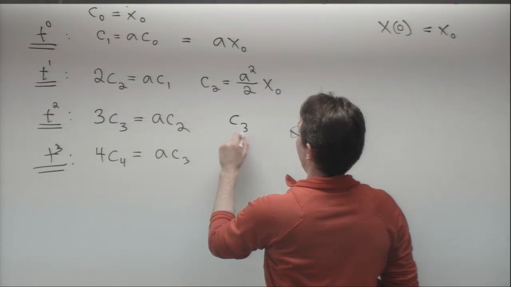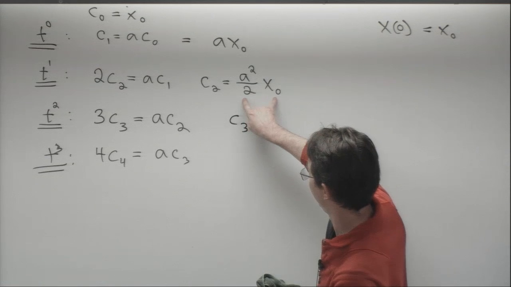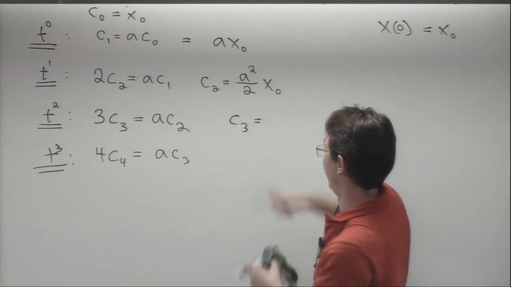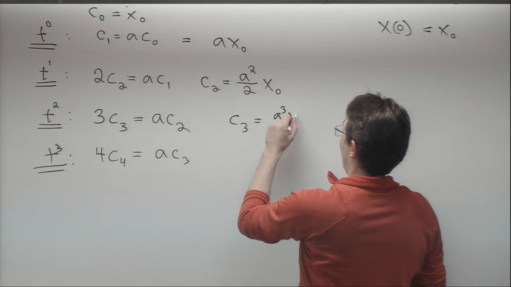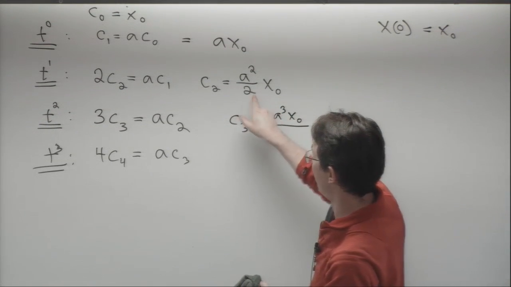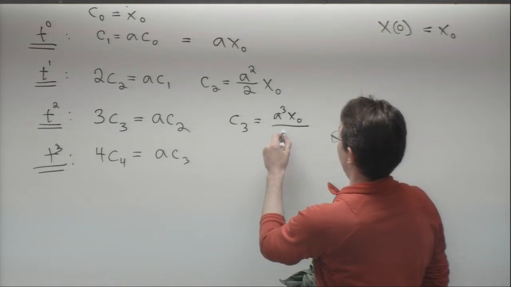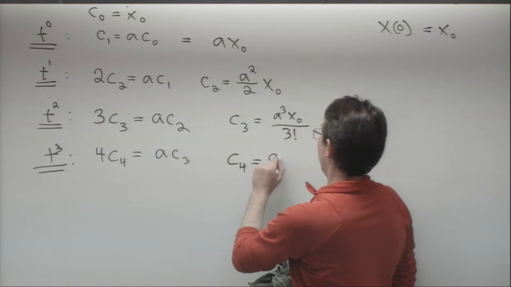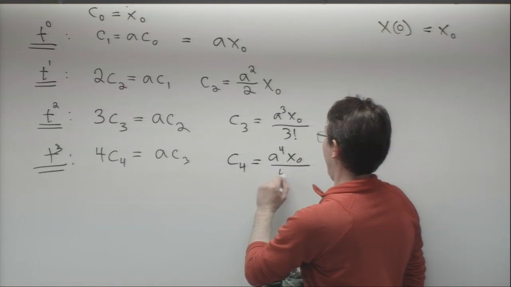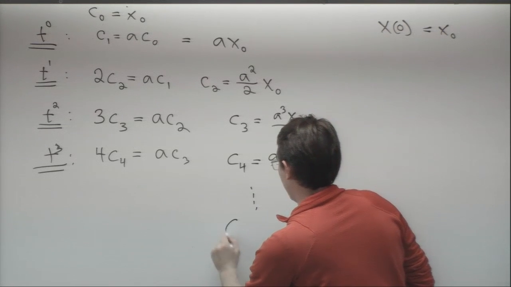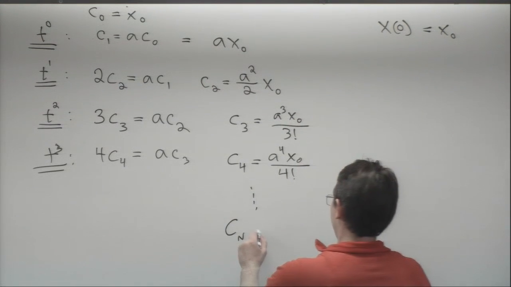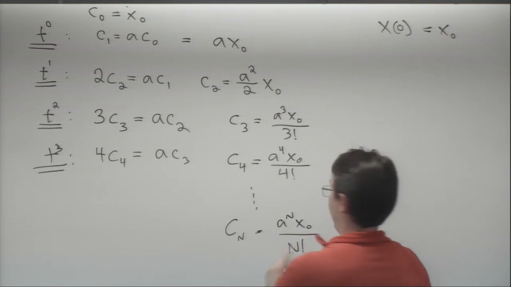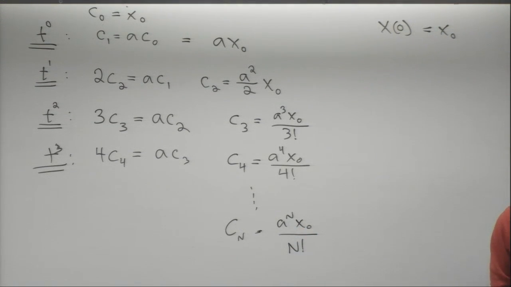C3 is the same thing. I plug in this for c2, and I get a cubed x0 divided by 2 divided by 3, so divided by 3 factorial. C4 is a to the 4th x0 divided by 4 factorial, and all the way down to Cn is going to equal a to the n x0 over n factorial.